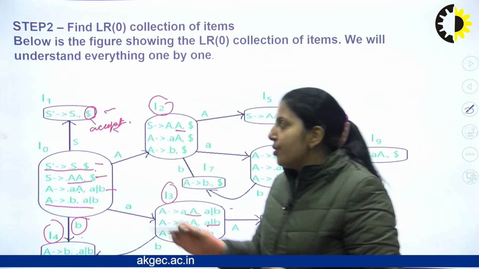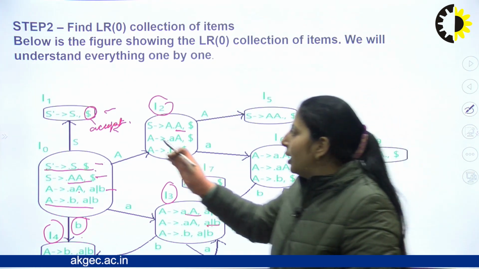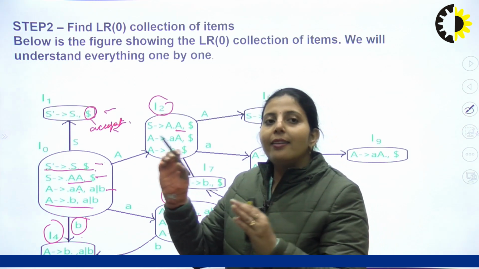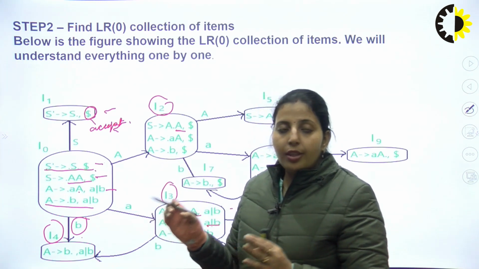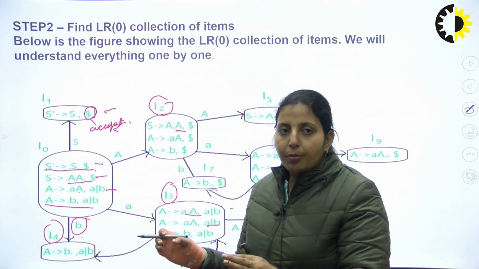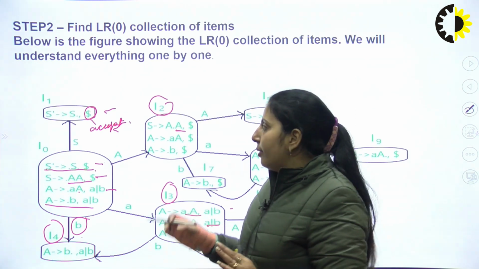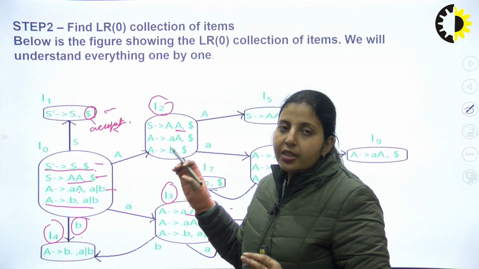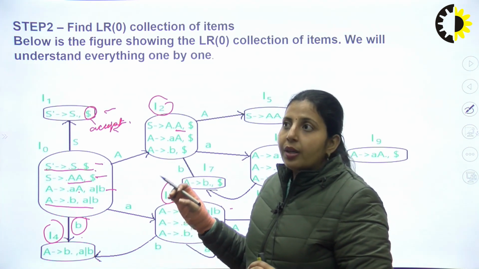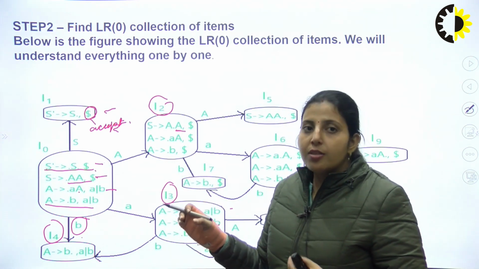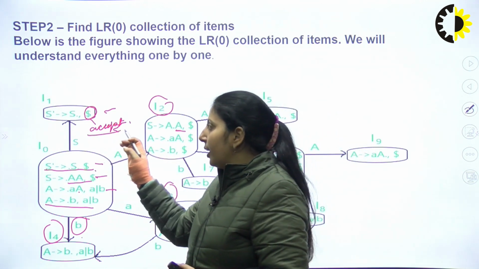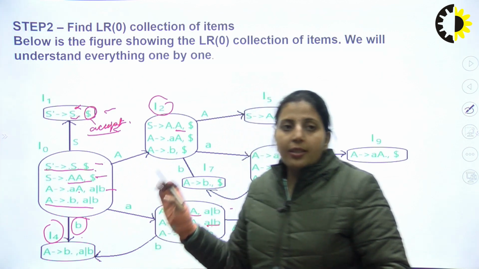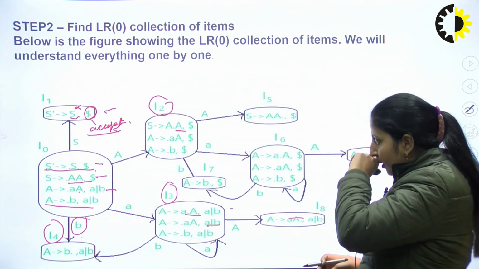Why are we not considering I1? Because there is nothing, we can say the dot is at the end of the production. If the dot comes to the end of the production, then there is no need to write the production rules, or we can say that the production is accepted, or we can say the production is reduced. Why are we using accept here? Because here S is the start symbol, that's why it is the accept state.